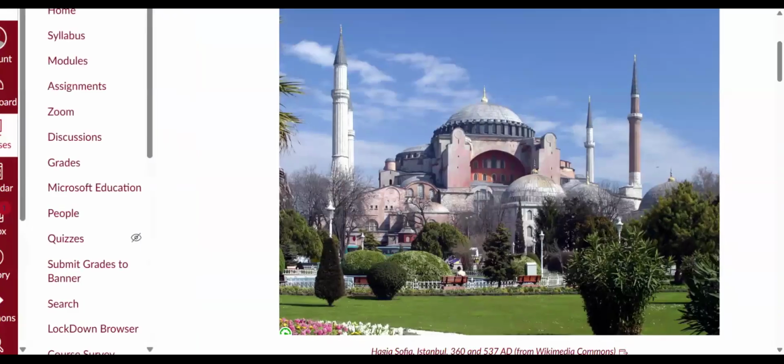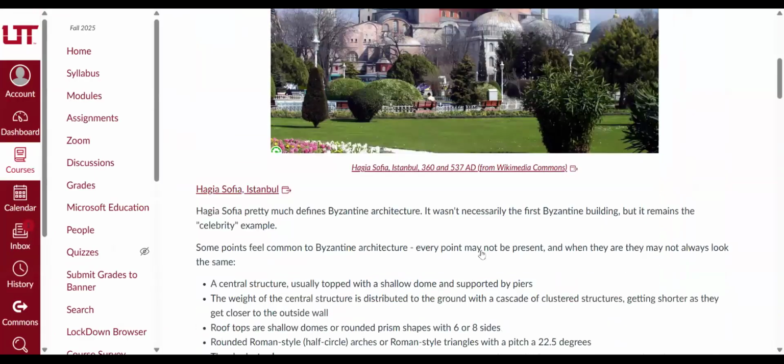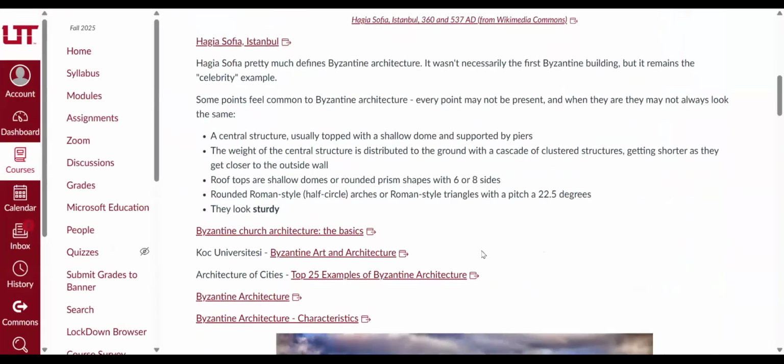So some of the really main points about Byzantine architecture is we have these domes that are based on a sphere. We have these arches that are based on the Roman arch, and we have these cascading structures pulling away from a central dome that helps support the weight of the dome.